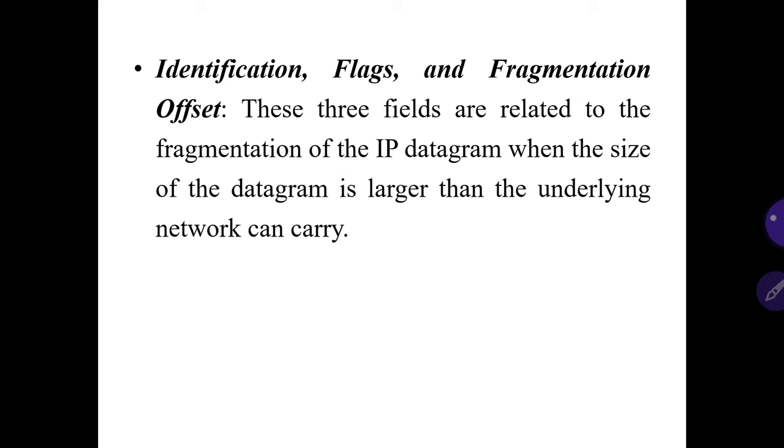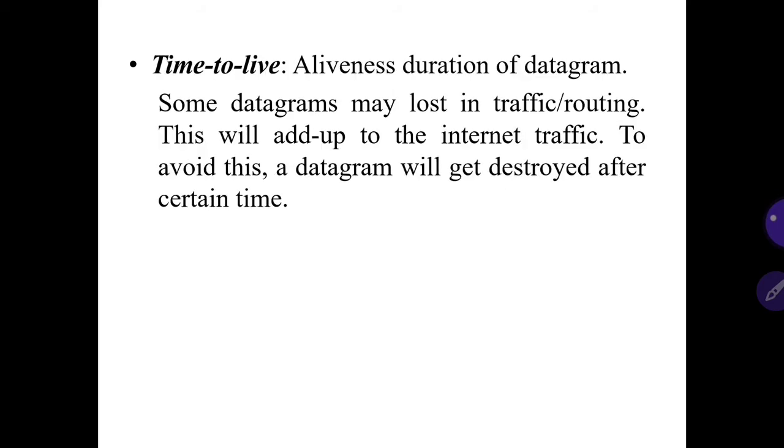The flag field tells you whether the datagram is fragmented or not; that kind of information the flags will hold. Time to live is the aliveness duration of a datagram. It means that after 256 counts, if the packet has not reached the destination, it will vanish automatically, because it creates unwanted traffic in the network. So the minimum hop count must be provided. The minimum hop count tells you the time in which the datagram will definitely reach the destination. Otherwise, unwanted traffic will be created, and then it will be destroyed.